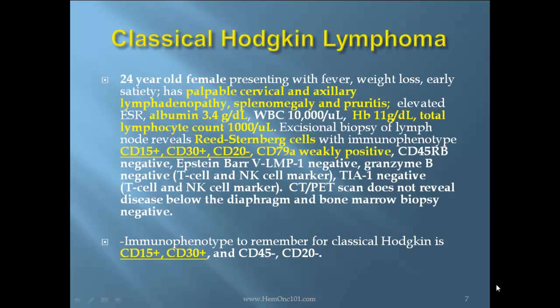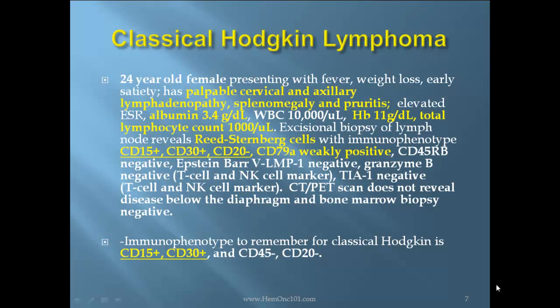Classical Hodgkin lymphoma case report. A 24-year-old female presenting with fever, weight loss, early satiety, has palpable cervical and axillary lymphadenopathy, so that's stage 2, splenomegaly, and pruritus, held below the diaphragm, stage 3. Elevated ESR, albumin 3.4, so that's 1 point for the IPS, WBC 10,000, hemoglobin 11, total lymphocyte count 1,000.